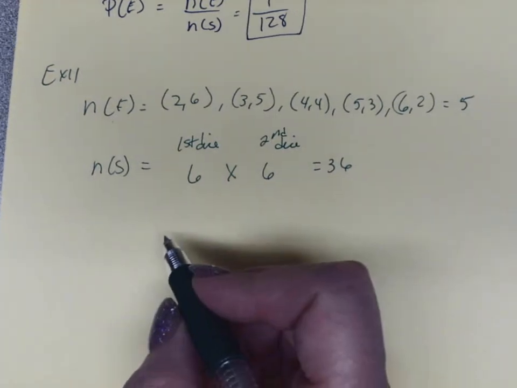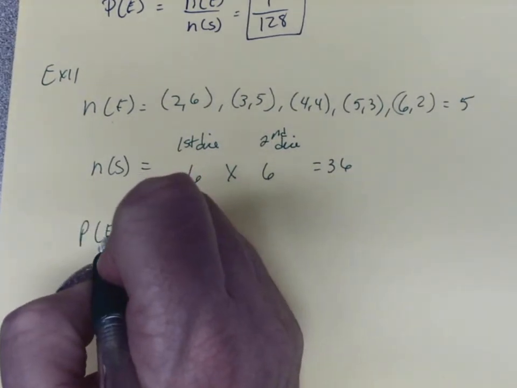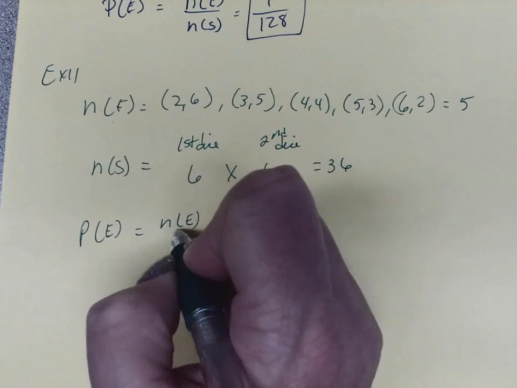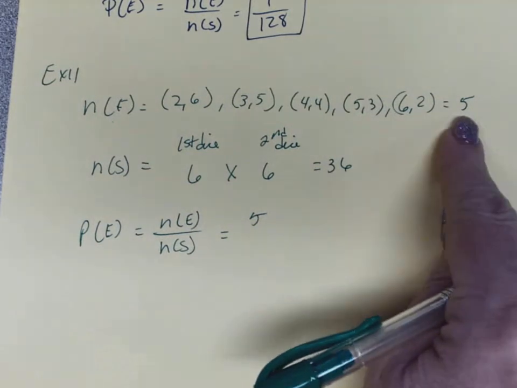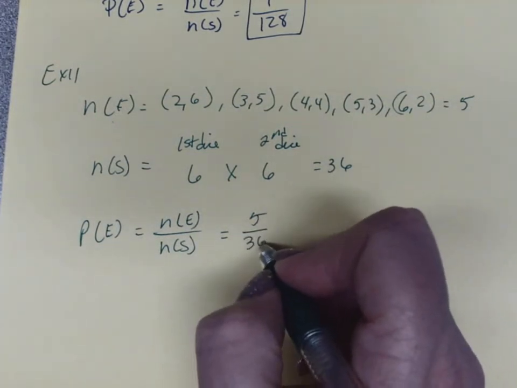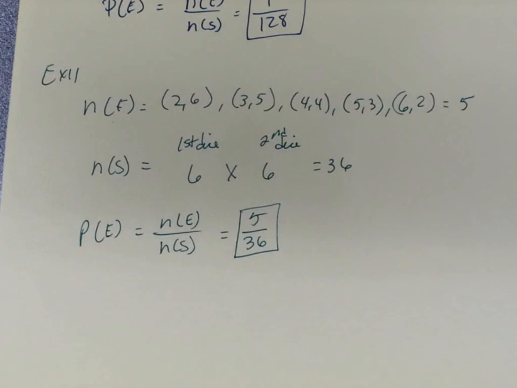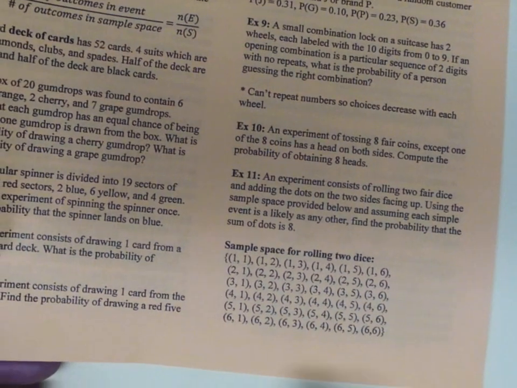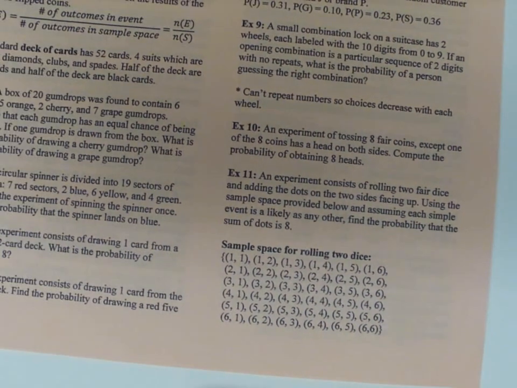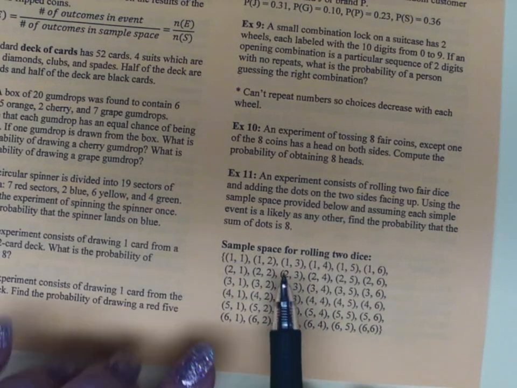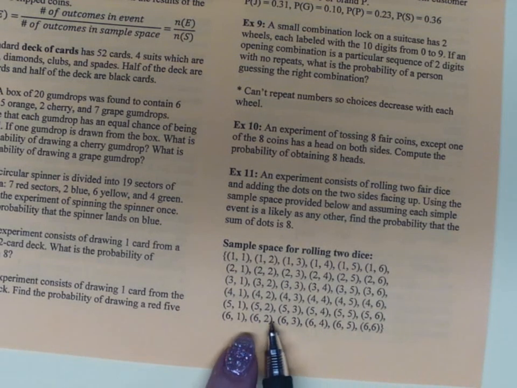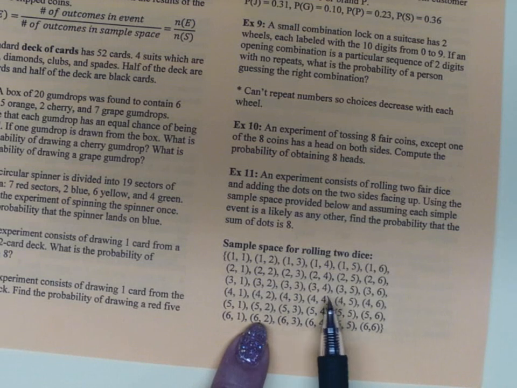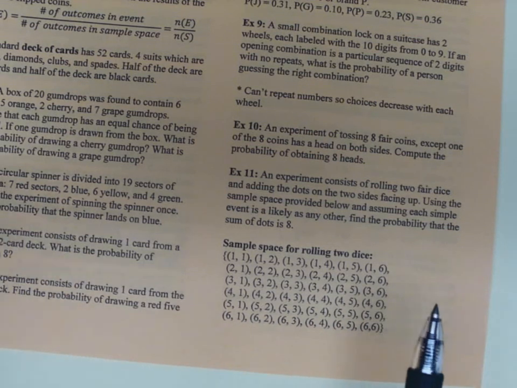All right, so we've got the probability of E equal to the number of E over the number of S, which would be 5 ways that we can roll an 8 out of a total 36 different ways that you can do this. Now it said to use the sample space, and that's just what I have here. If you look at it the way that it's drawn out, you've got 6, 2, there's 8, 5, 3, 4, 4, 3, 5, 2, 6.